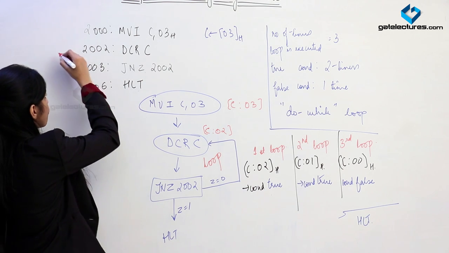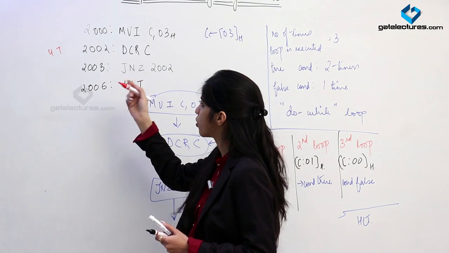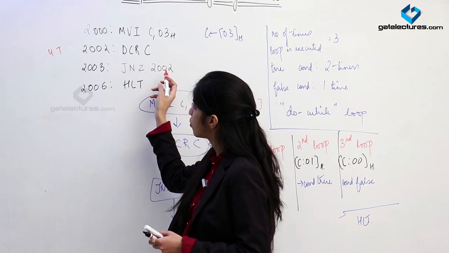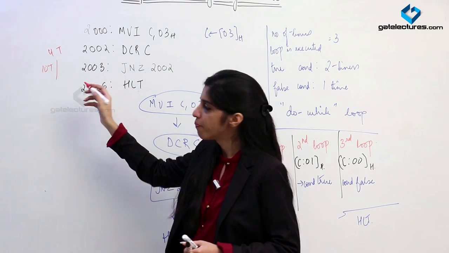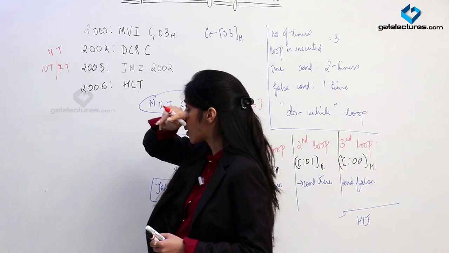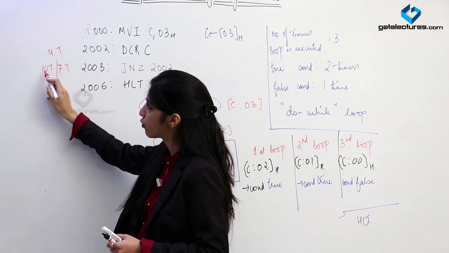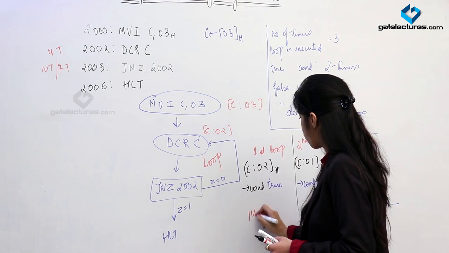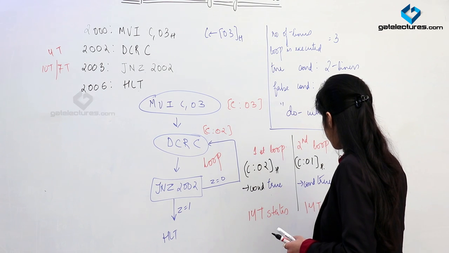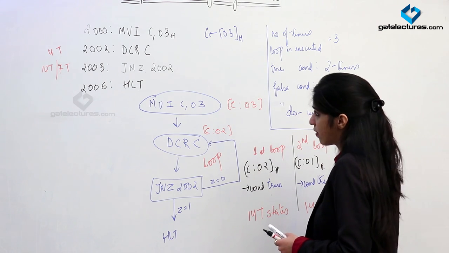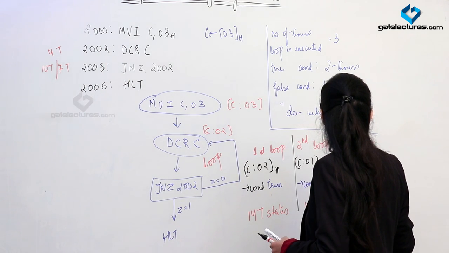this DCR C is a 4 T states long instruction. DCR C has only one machine cycle, opcode fetch. This JNZ 2002 is going to take up 10 T states if the condition is true, or 7 T states in case the condition is false. So one loop of true condition is going to take up 14 T states. This is also going to take up 14 T states, and one loop of false condition is going to take up 11 T states.